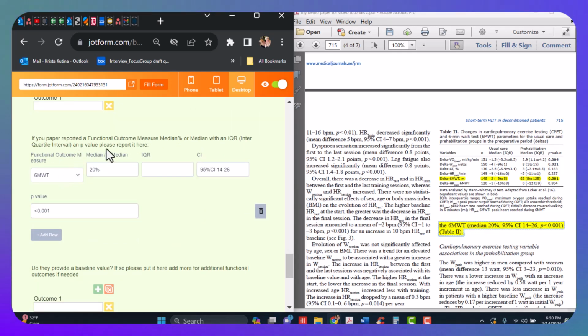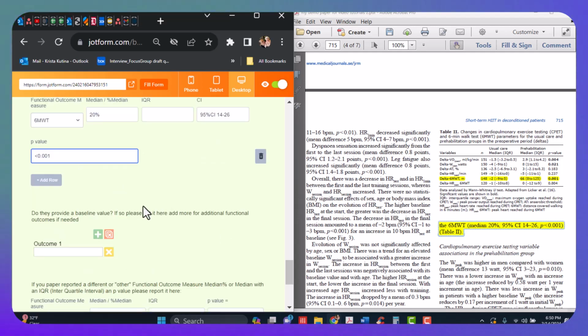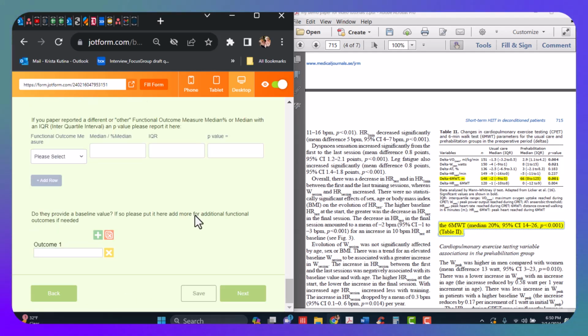I chose, this was the functional outcome. Mine does a percent median, is how my most important outcome was reported. I gave some of this extra stuff in that other paragraph. It was a 6-minute walk test. It had 20% median, 95% CI, so CI is confidence interval, and it says it was from 14 to 26. Then I said P less than 0.001. And then if there was another outcome that's reported in the same way, you can just hit add. And that's all that I have for this particular article.